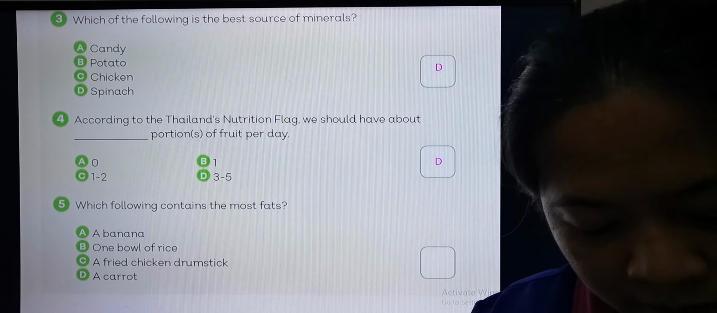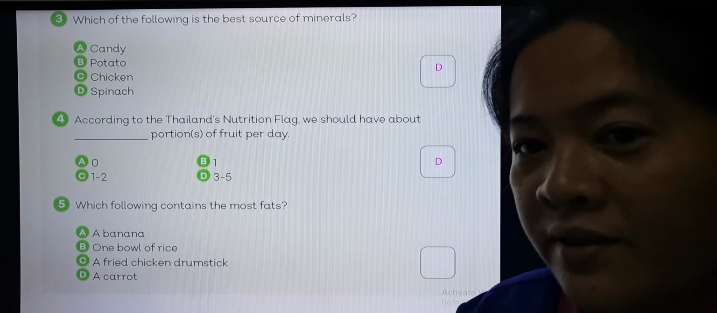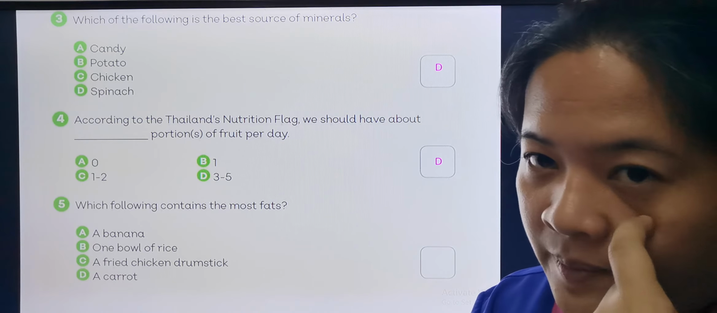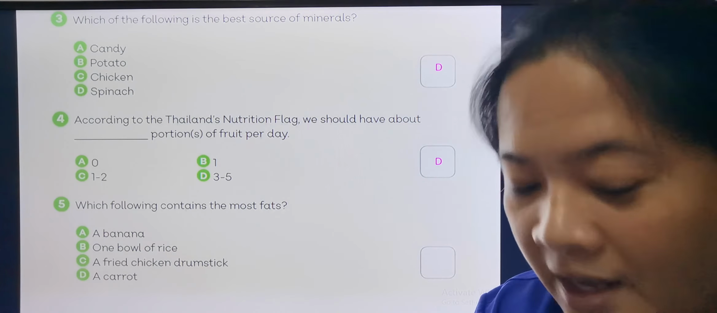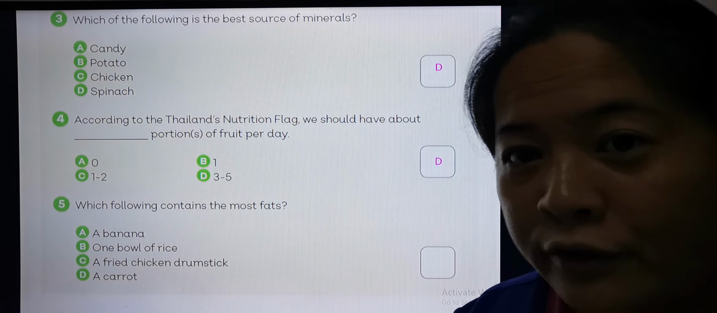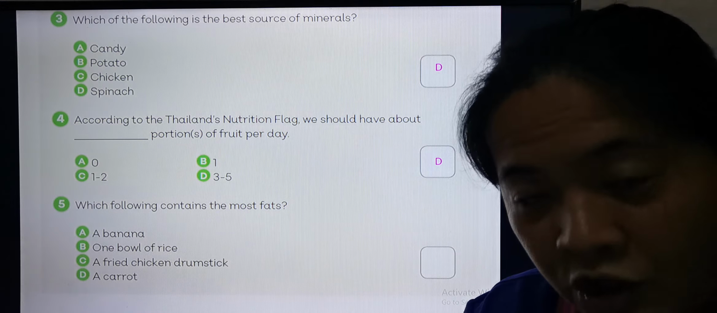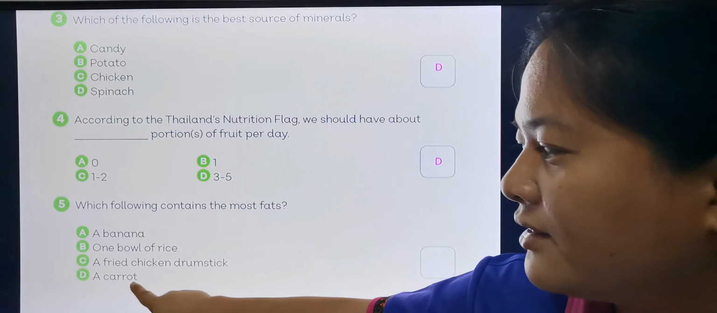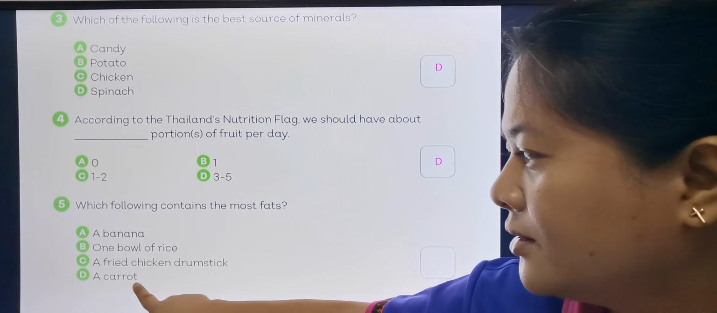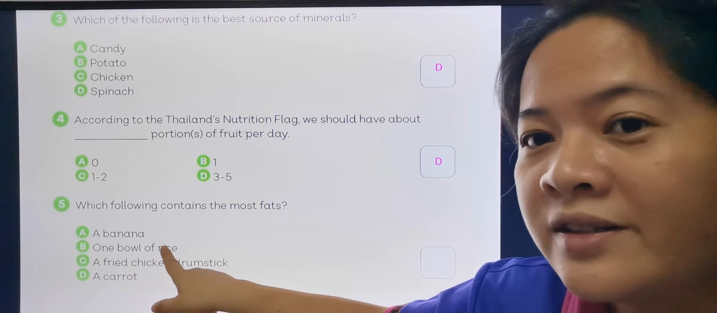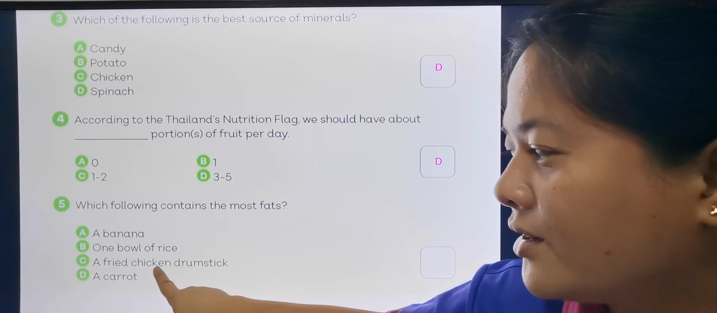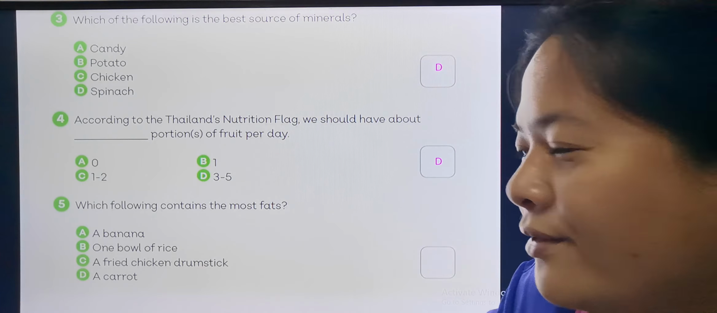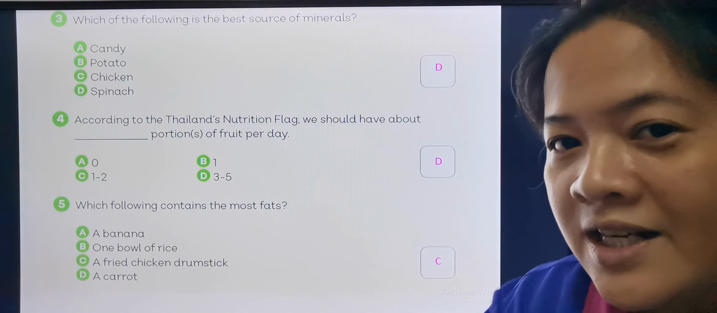Number 5, which of the following contains the most fats? Has a lot of fat. Letter A, a banana. Letter B, 1 bowl of rice. Letter C, a fried chicken drumstick. And letter D, carrot. We know banana and carrot don't have fats. A bowl of rice contains carbohydrates. And letter C, fried chicken. When you fry food, it will contain oil and fats, okay? So the answer is letter C.